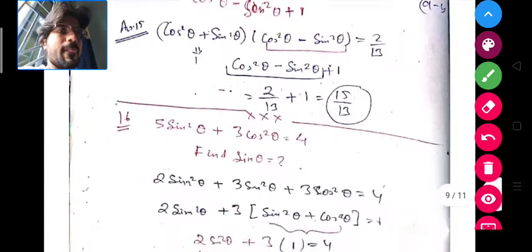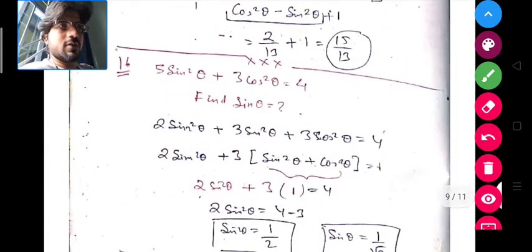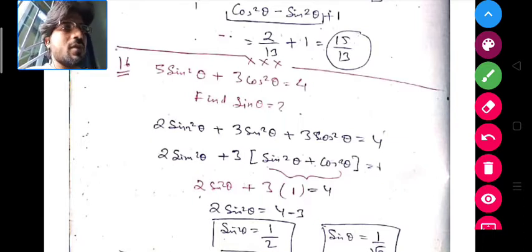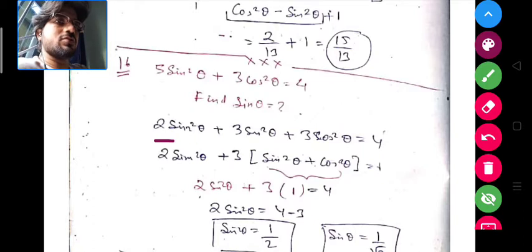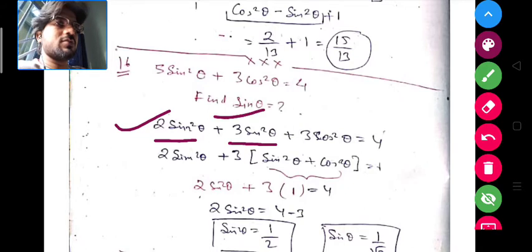Okay, next question is 5 sin square theta plus 3 cos square theta is equal to 4. Find the value of sin theta. Okay, you know that 5 sin square theta can be written as 2 sin square theta plus 3 sin square theta. 3 plus 2, 5 sin square theta. And 3 cos square theta as it is, which is equal to 4 given. Now you take common 3 from these two.